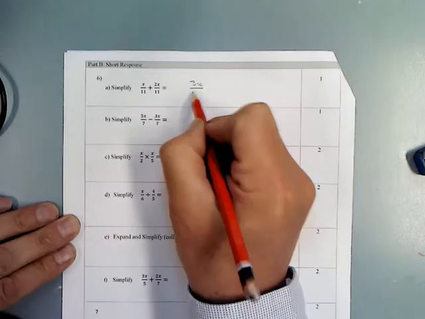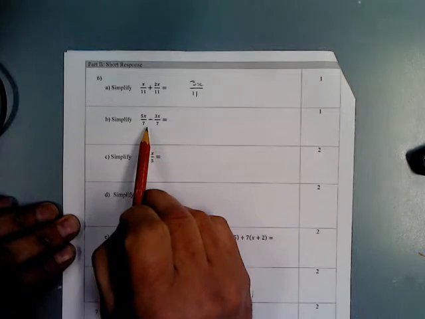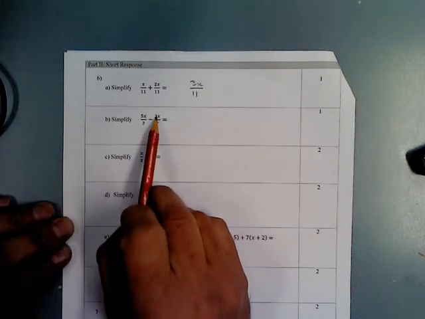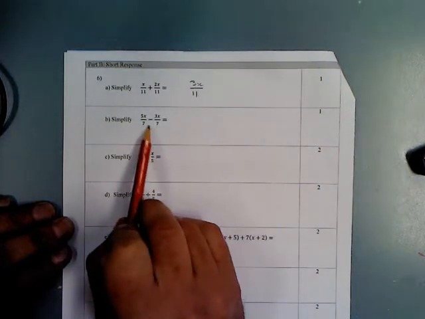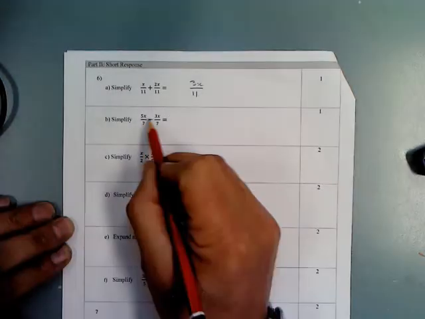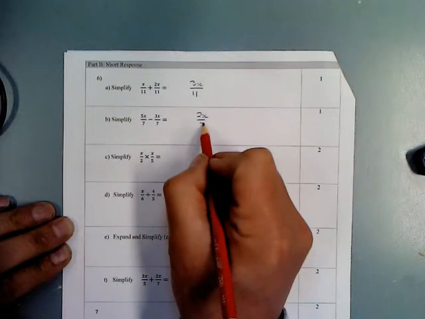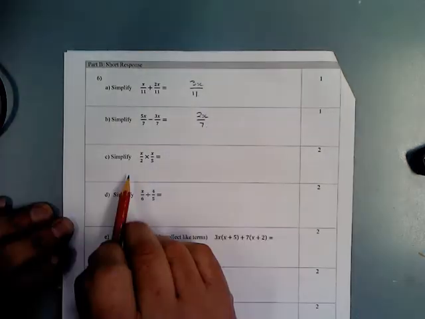Now, part B, 5x over 7 minus 3x over 7. Because both denominators are the same, we can simply subtract the two numerators. So this one, 5x minus 3x is 2x over 7. That is the answer. Part C, x over 2 times x over 5.